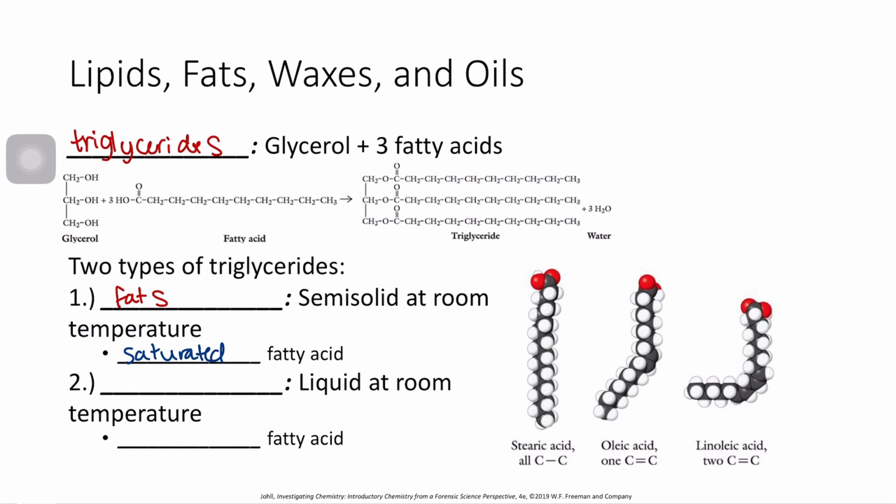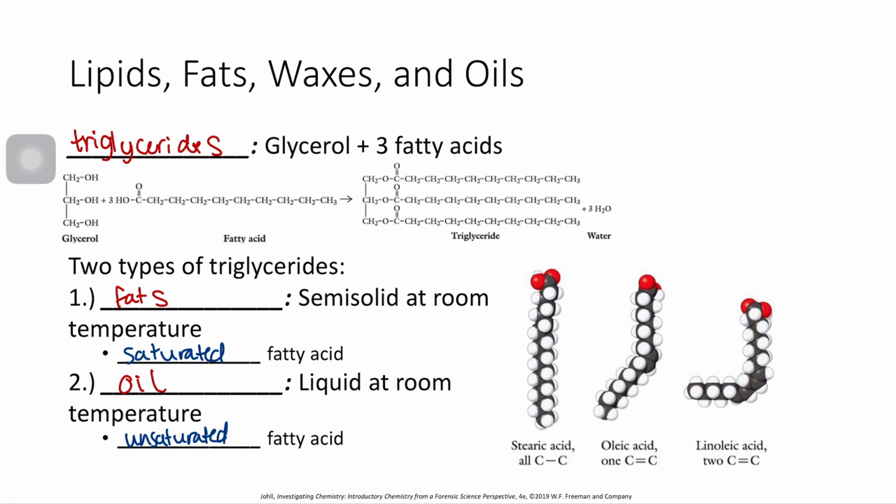An oil is going to be a liquid. It is another type of lipid. It's a type of triglyceride. An oil is an unsaturated fatty acid, which does not have the maximum number of hydrogens bonded to each carbon. In other words, you have the presence of C-C double bonds. When you see this kink, that is evidence of a double bond. Here we have two double bonds and we see two kinks.